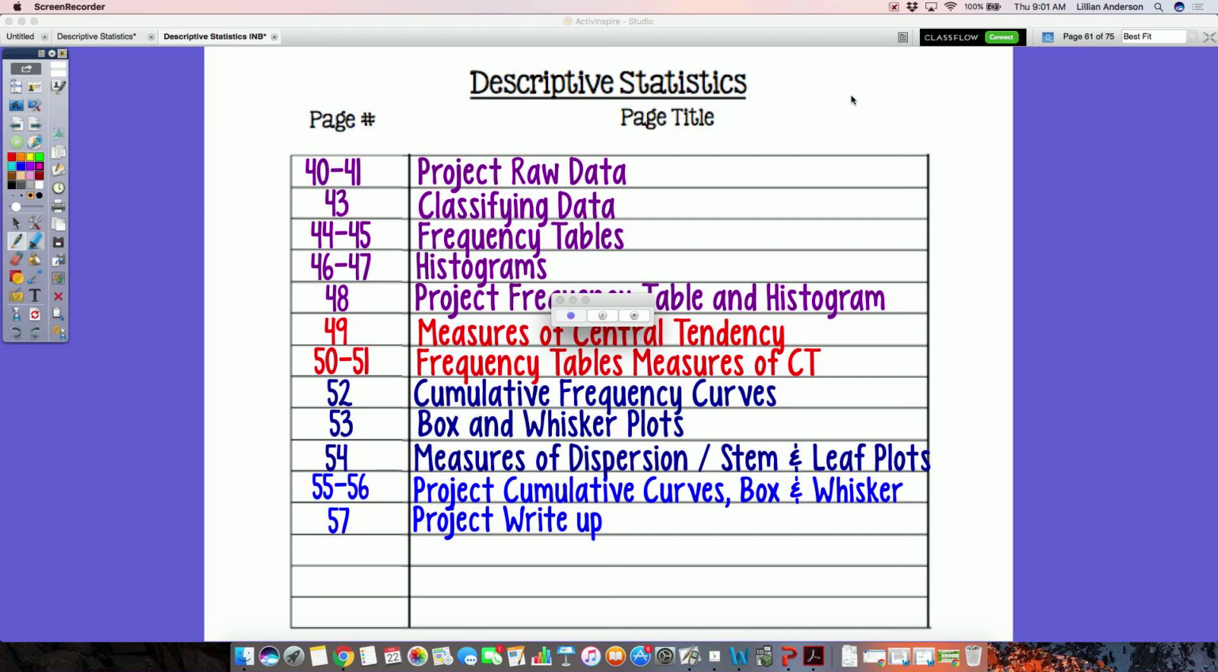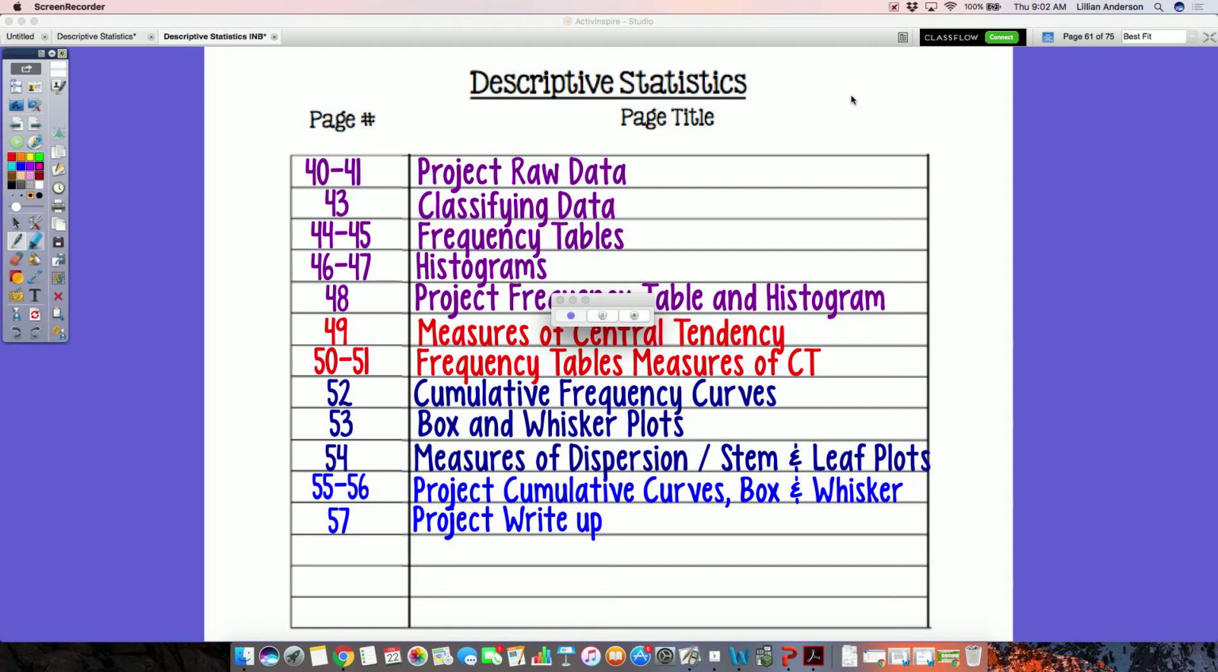All right. Today we are talking about box and whisker plots, measures of dispersion, and stem and leaf plots. Okay? So on page 53 is going to be this goldenrod color paper and these blue papers.